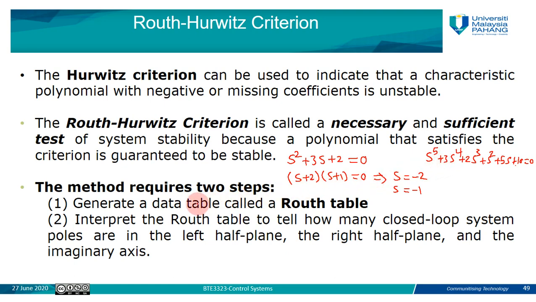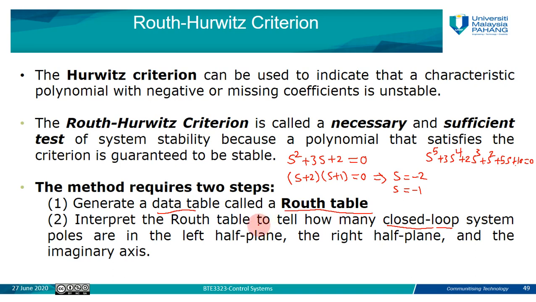Okay. So the method here for the Routh table requires two steps. The first, you need to generate the data table. We call it the Routh table. Then you interpret the Routh table for the closed loop. Actually, we mentioned before we must use the closed loop transfer function, not the open loop. So we are going to interpret the signs of the coefficients of the first column. If there is no change in the sign, that means all our poles will be on the left side. If there is at least one change in the sign, that means there is one pole on the right side, so the system is unstable.